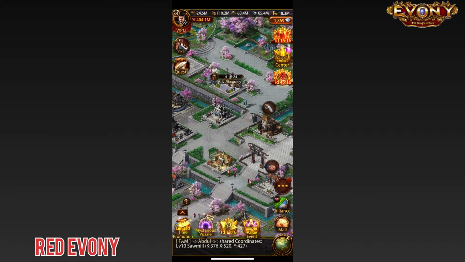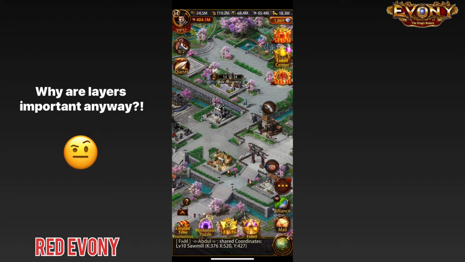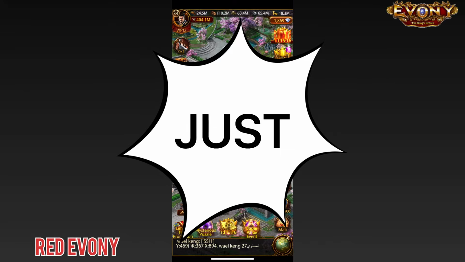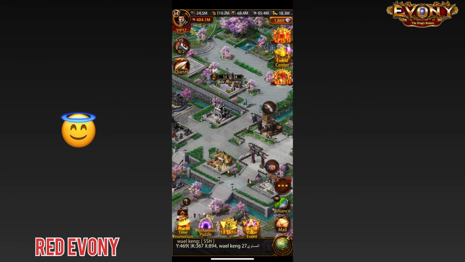Nice and easy. Now, since this is a video about simplifying, I'm not going to start explaining why layers are important. All you need to remember is, they are. They just are. Okay, they are. Let's head on to the rally spot.